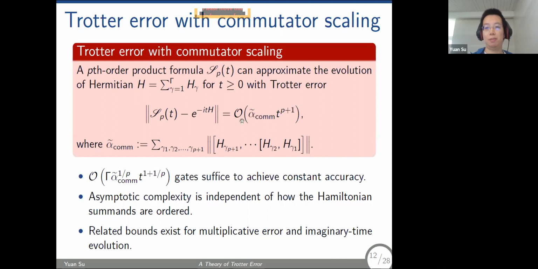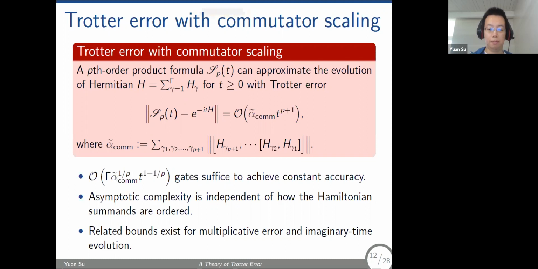So this is an argument about the error of the simulation, the Trotter error. But if you imitate what we had in the previous slides, you can derive an equivalent argument about the gate complexity. So if you do the conversion, you'll see that you need this number of gates to simulate the Hamiltonian. And of course, the gate complexity will also depend on this quantity called the alpha commutator. So this is a quantity that we need to understand if we want to understand the performance of product formulas.